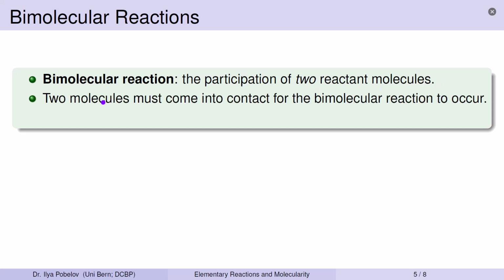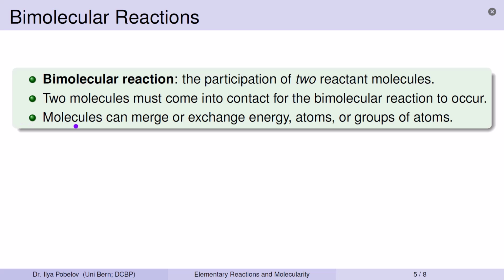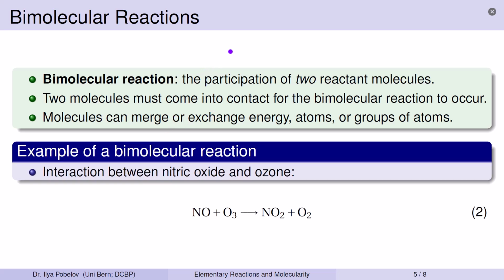Two molecules must come into contact for the bimolecular reaction to occur. During their collisions, molecules can merge or exchange energy, atoms or groups of atoms, resulting in a transformation that is driving the reaction's progress. An illustrative example of a bimolecular reaction is the interaction between nitric oxide and ozone, where the two reactants collide and react to form new compounds.